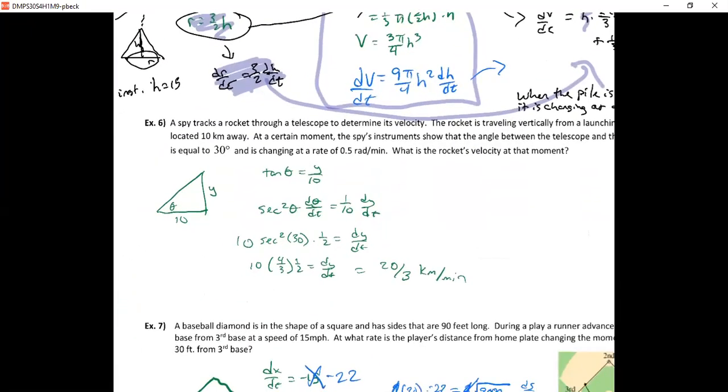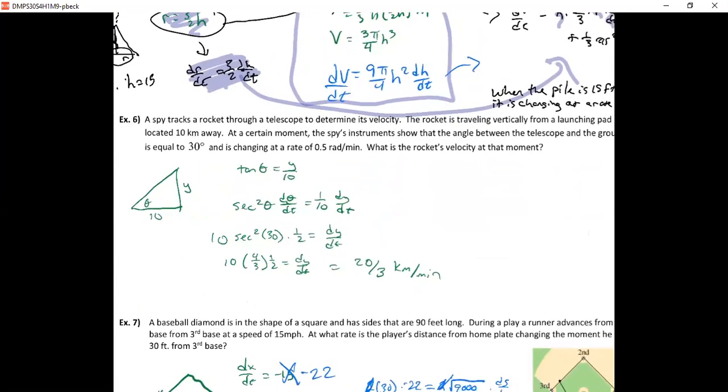A spy is tracking the rocket through a telescope to determine its velocity. The rocket's traveling vertically, located at a launch pad 10 kilometers away. So 10 kilometers away, the height's changing vertically. dy/dt, we know that that's going up. So is there a relationship that I have here? I have an angle theta. For this theta, I have the y relationship and I have the adjacent relationship. That prompts me to think that I'm going to be using tangent of theta equals y over 10. Differentiate it to find the instantaneous change.